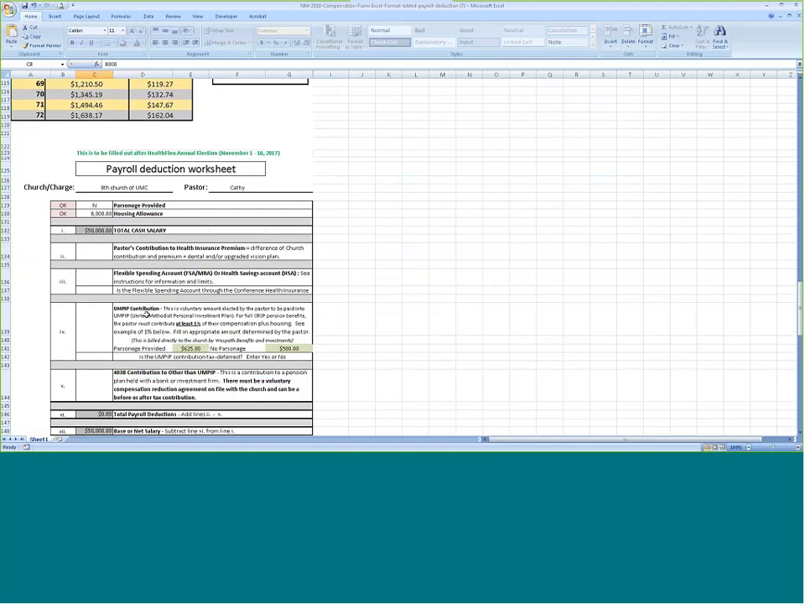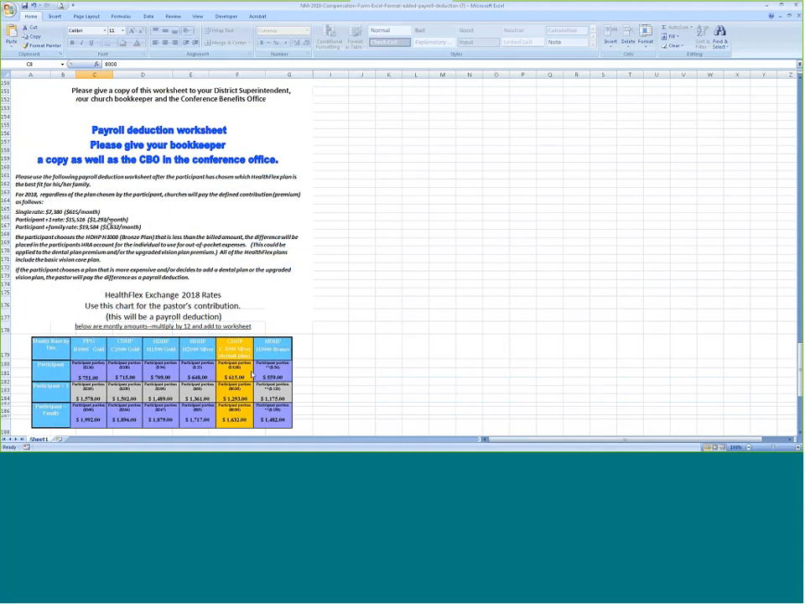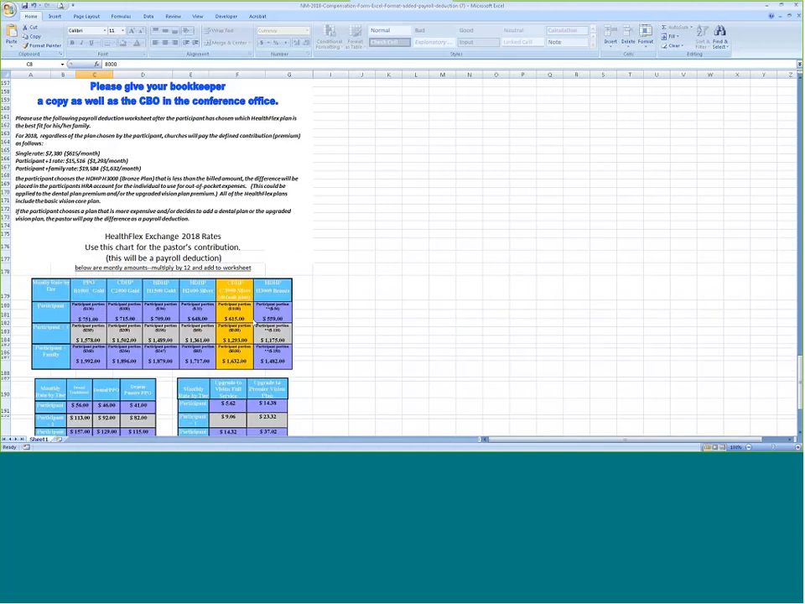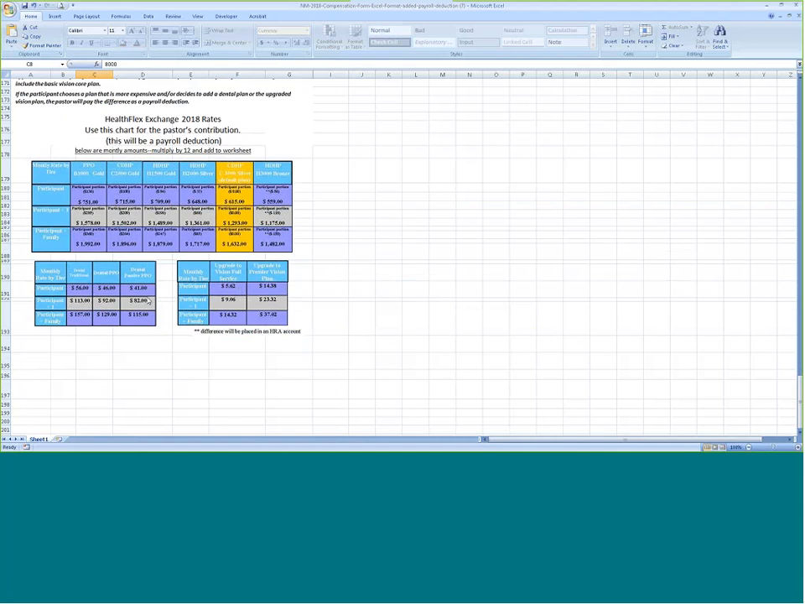If you go down to the last page, you'll see this is the church's obligation, whatever plan the pastor chooses, and it has the monthly premiums here. The church is responsible for only $615 for a single person. If the pastor chooses one of these other ones, they'll be responsible for the difference, and that's what's in the parentheses. Also, if they choose one of the dentals or the upgraded vision, that's the monthly premium there as well. So you will need to multiply that by 12 to put this up here.